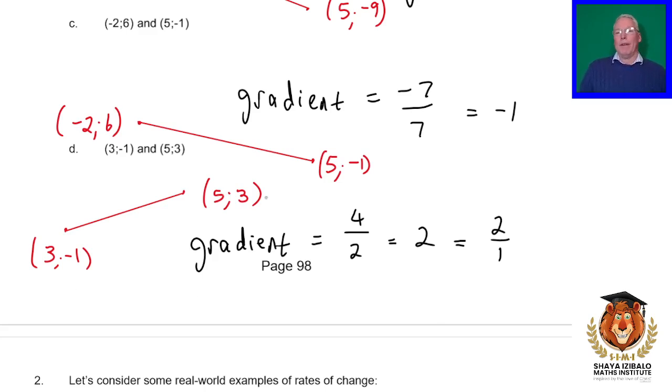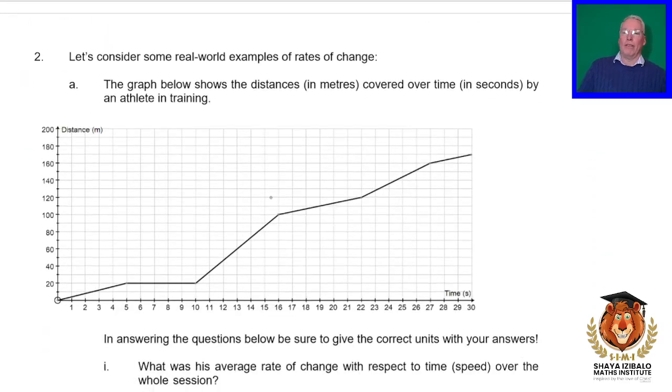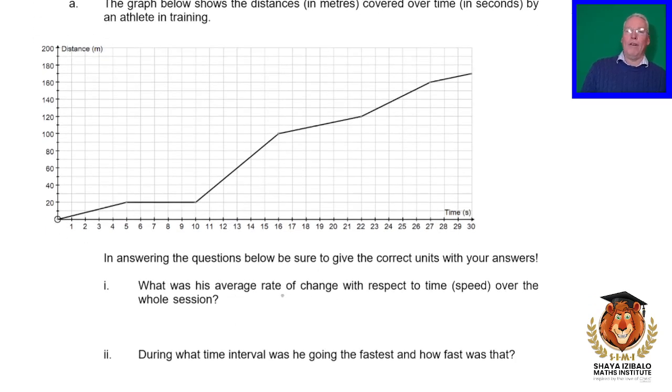Now we're going to look at some real-world examples of rates of change. So here we've got an athlete, and this shows the distance that they've covered in a certain time. The question says, what was his average rate of change over the whole time? So the average rate of change of distance with respect to time. What we're going to do is look at this point over here and this point over here, and we're basically going to find the gradient of this straight line. That will be the average rate of change.